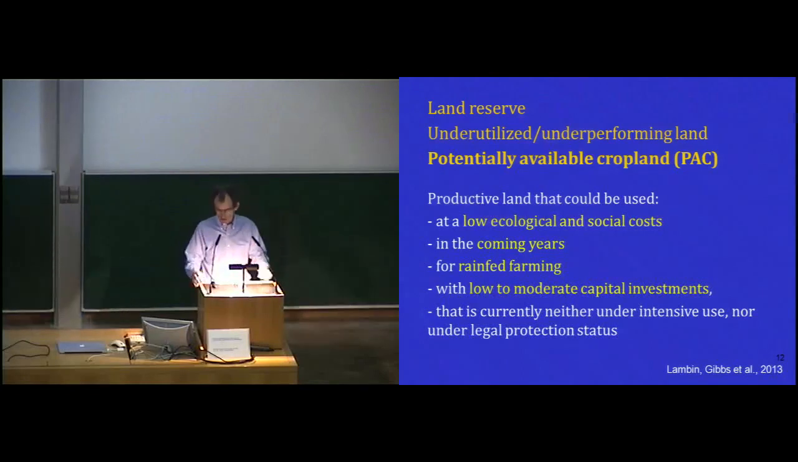We decided, in a small group that Holly Gibbs and I led just 2 years ago, to call this potentially available cropland. So that's the area of productive land that's currently underutilized, that could be converted at a low social and ecological cost rapidly for rain-fed farming with moderate capital investment. And that's really a key variable in land use, because that determines where we can displace land use while minimizing the negative impact of land conversion on society and on the environment.